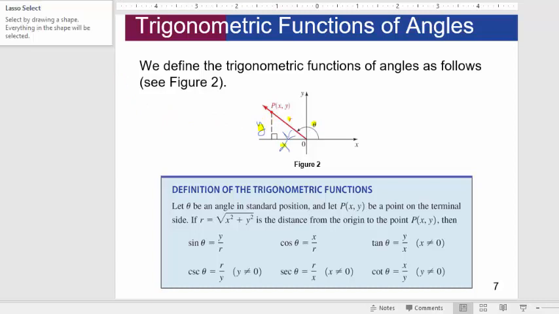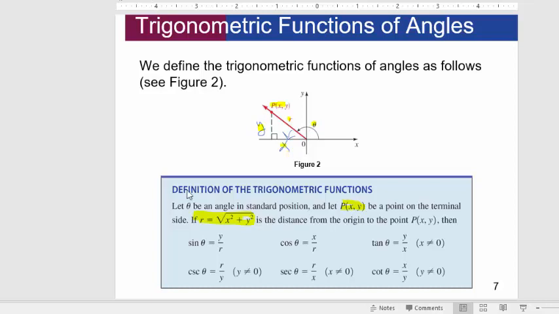So if we let theta be any angle in standard position, and P, this point up here, is a point on the terminal side, and if we're saying that r is really just the square root of x squared plus y squared, that's going to be the distance from the origin to the point P, then the same relationship that we had before still applies, right? The sine is still going to be the y value over the r value. The cosine is still going to be the x value over the r value. The tangent is still going to be the y value over the x value. And then you can just use your reciprocal identities, right?